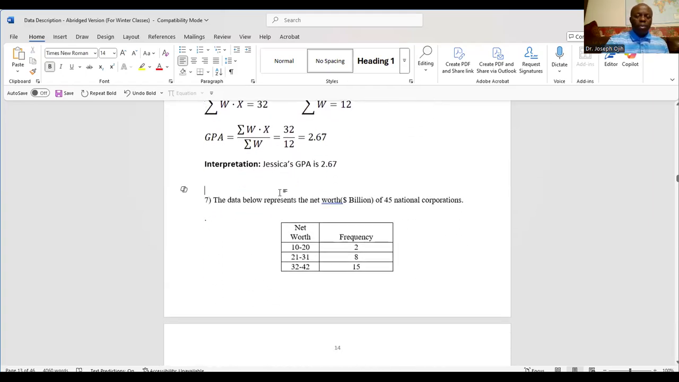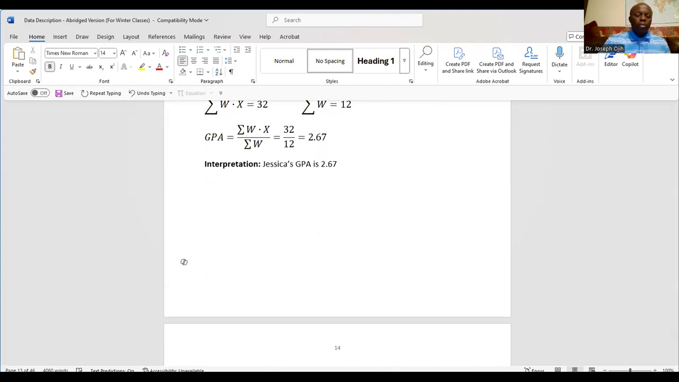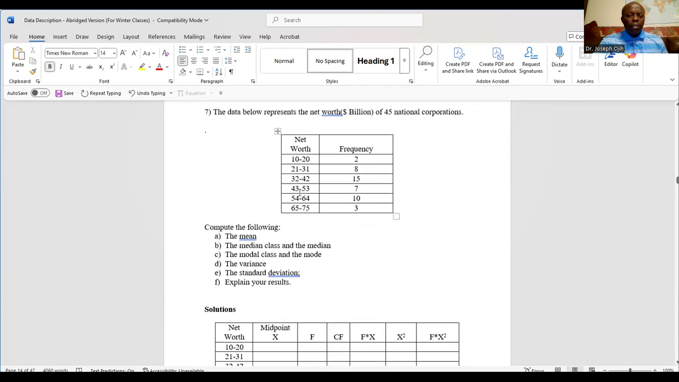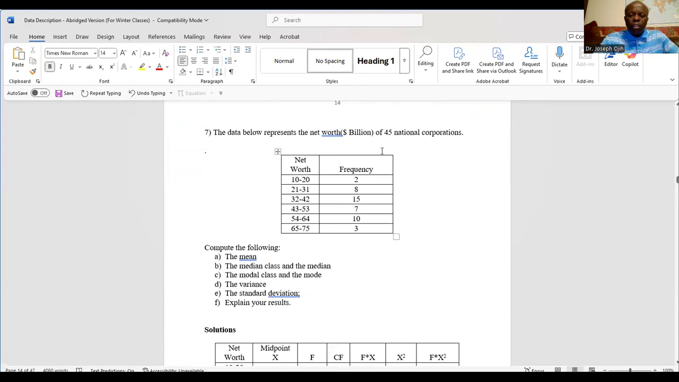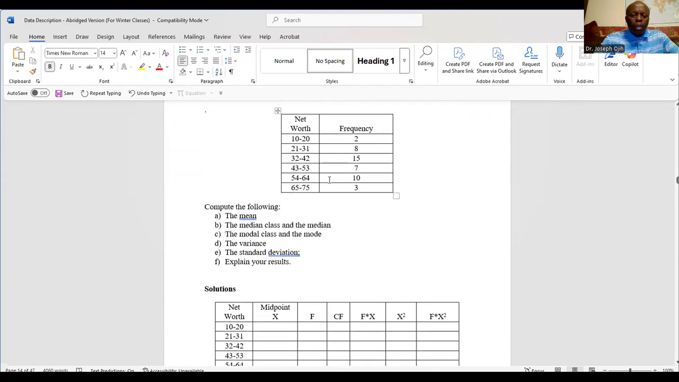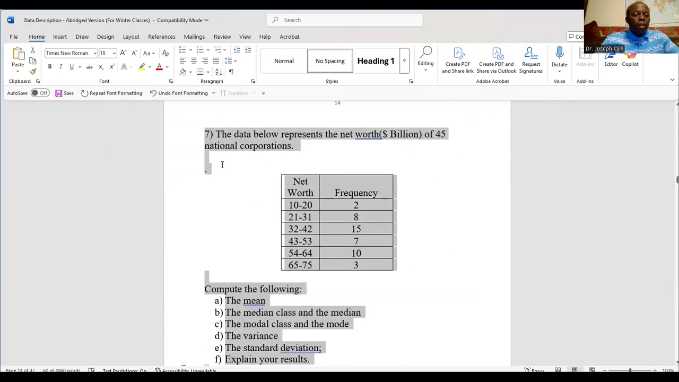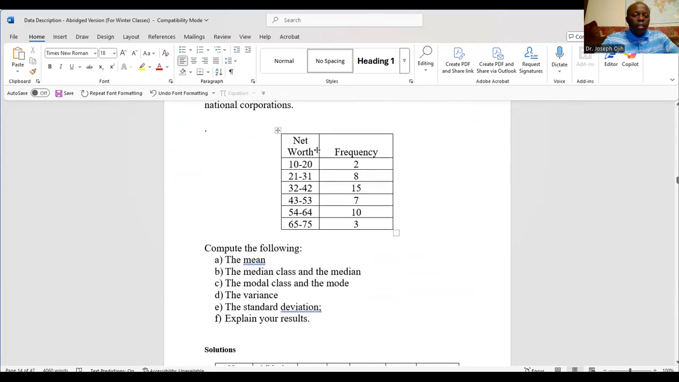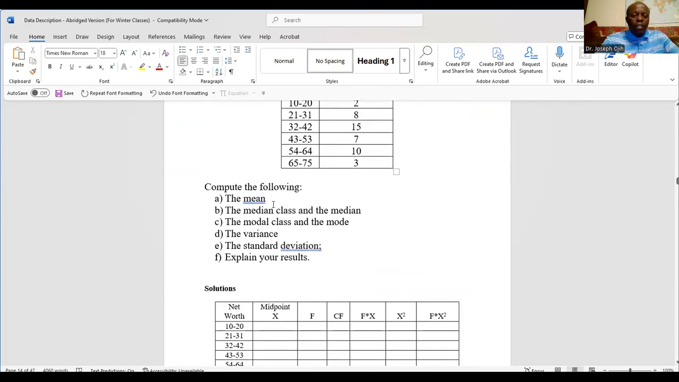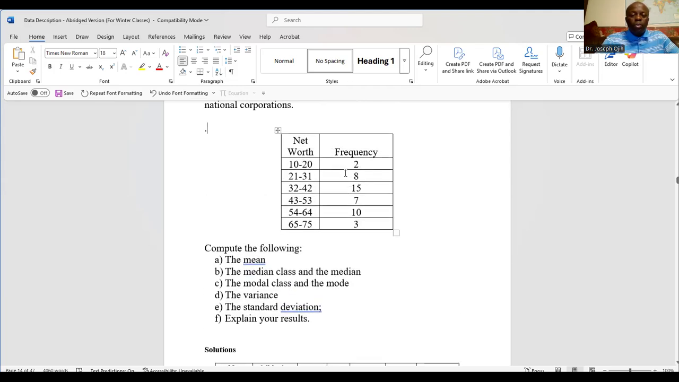Now we can try a more challenging one. This one says the data below represent the net worth in billions of 45 national corporations. This is the net worth and the frequency. You are required to find the mean, median, mode, variance, and standard deviation, and then interpret your work. To do this, you need to put this in a table form and prepare a table of values.